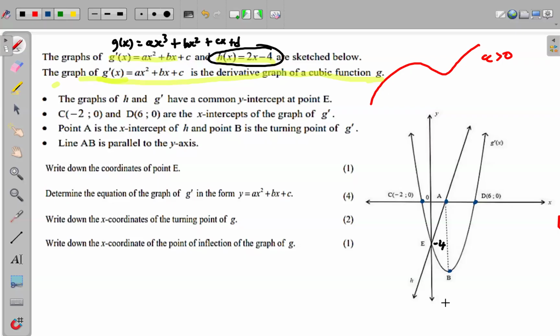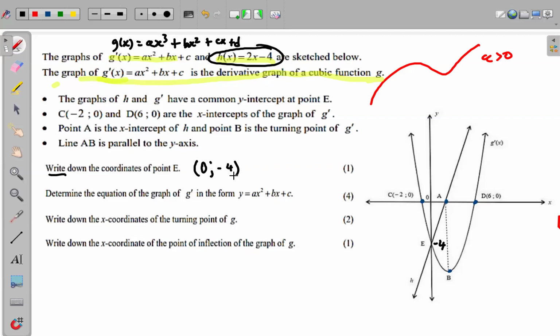All right, it's time to get to the questions. Let's answer them. And guess what? Look at the first question. Already by looking at the first question, we have answered it in our sketch. You see, the question says write down, meaning you don't have to think about this. 0 and -4, 1 mark for free.